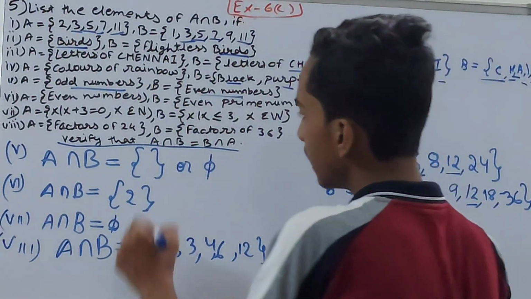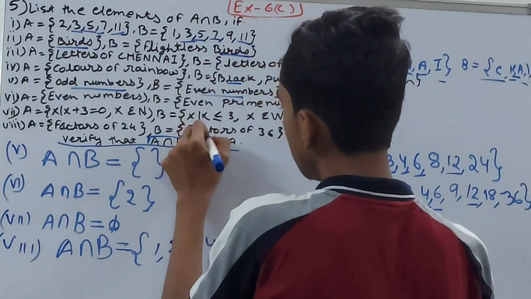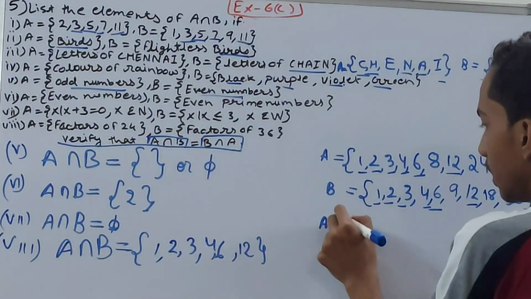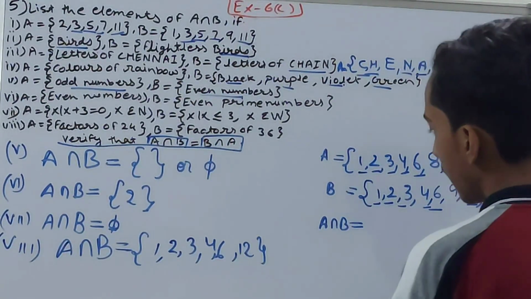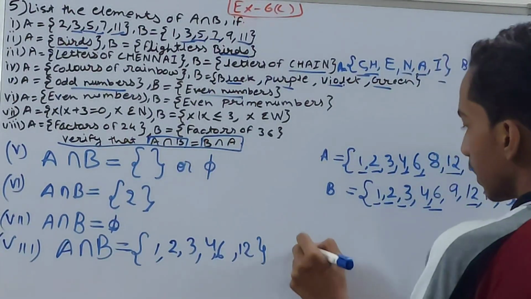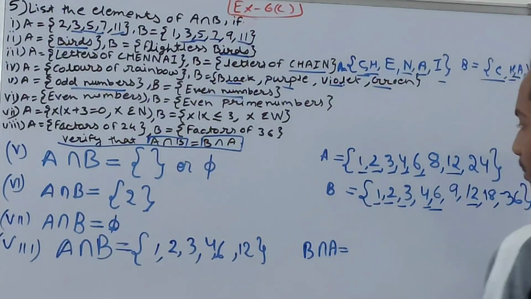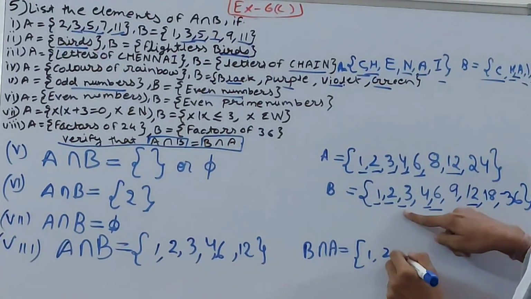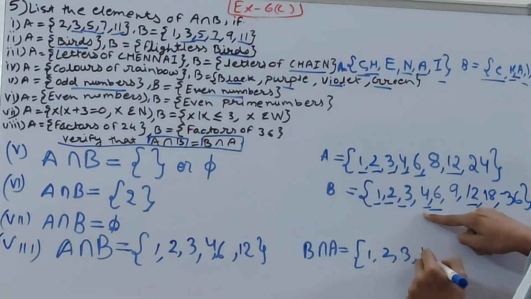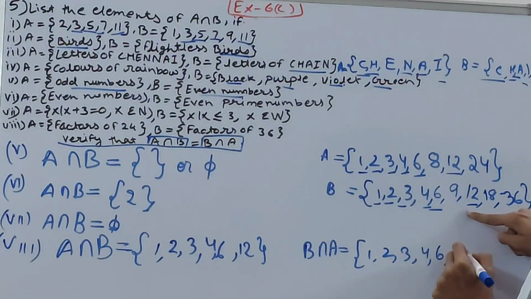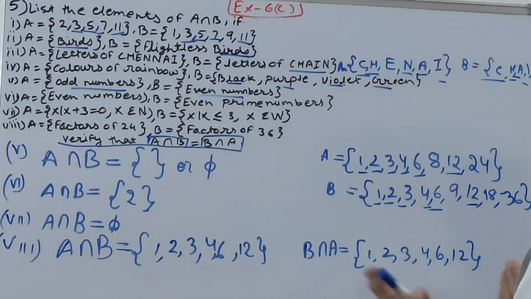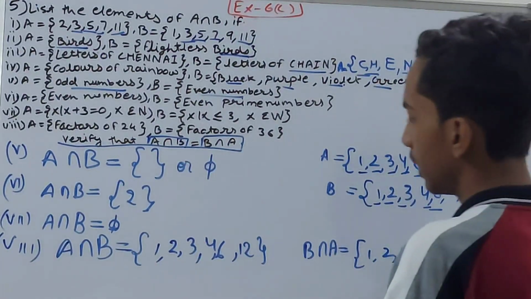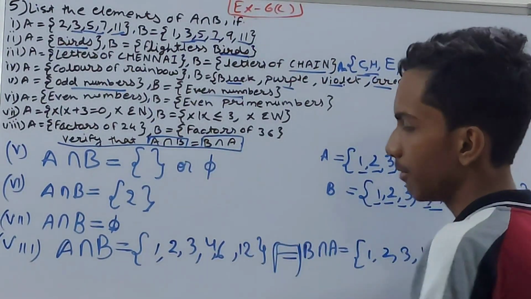Now it says verify that A intersection B equals B intersection A. Very simple. You just have to verify this, right? There's nothing so new. A intersection B value you already have. Now I'll write down the value of B intersection A. That means we'll begin with the common elements here. We will have 1, 2, 3, 4, 6, 12, right? So do you see, is the value the same? 1, 2, 3, 4, 6, 12, 1, 2, 3, 4, 6, 12. It is the same. Therefore, they are equal to each other. Hence, we have verified that also.